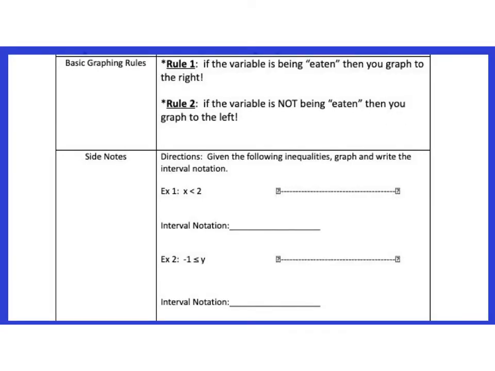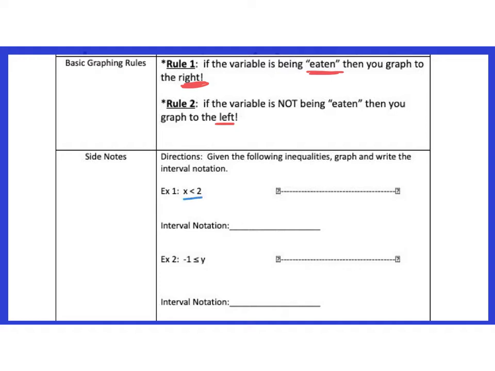So rule number one, if the variable is being eaten, then you graph to the right. Okay? If the variable is not being eaten, then you graph to the left. So let's look at some examples. So it says to graph and write. So given the following inequalities, graph them and write the interval notation. So we'll start with the first one.